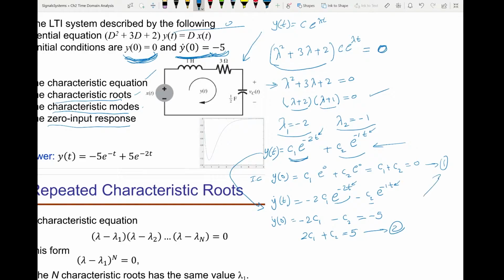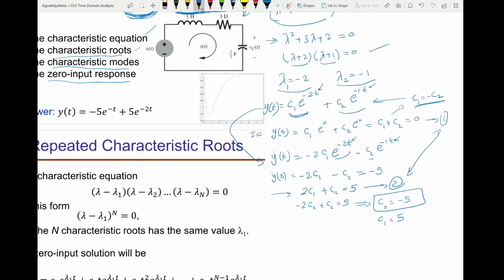Now I have two equations and two unknowns, C1 and C2. If I use these two equations, from here, C1 equals minus C2. So if I plug for C1 minus C2, I get minus 2 C2 plus C2 equal 5. And from here, C2 equals minus 5. And now C1 equals minus C2, so C1 equals minus times minus 5, which is just 5. So for the final solution, I plug for C1 its value, which is 5, and for C2 its value, which is minus 5, and that's the solution.